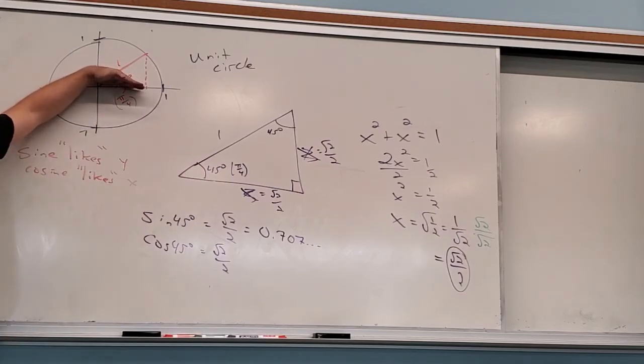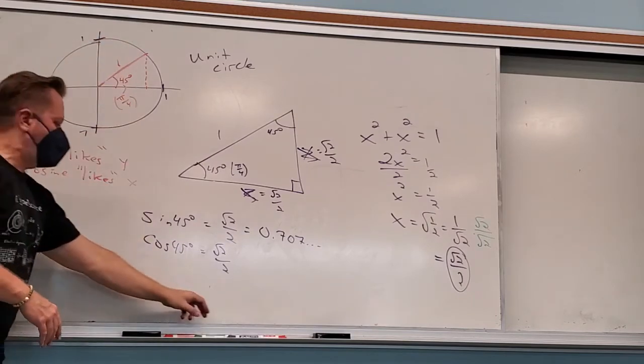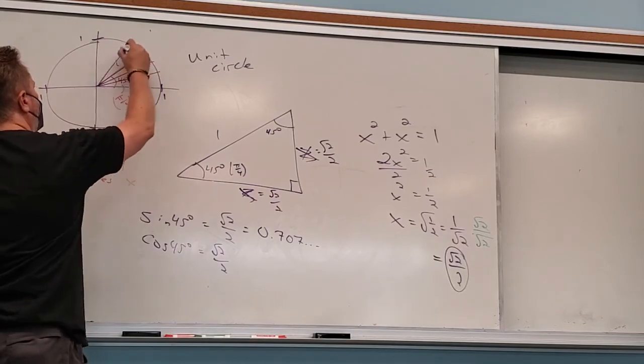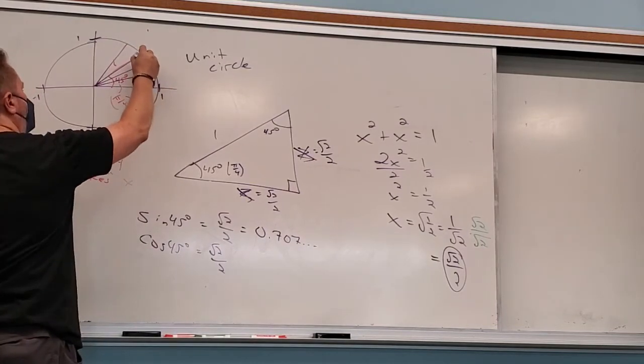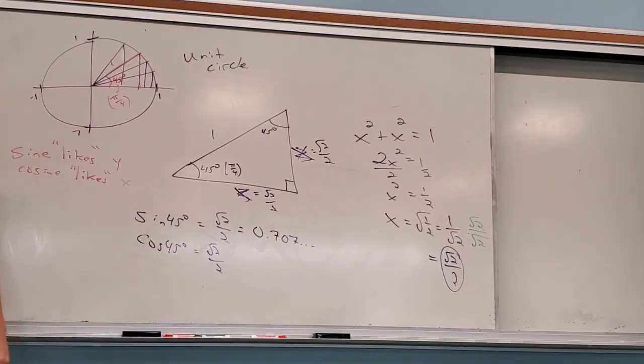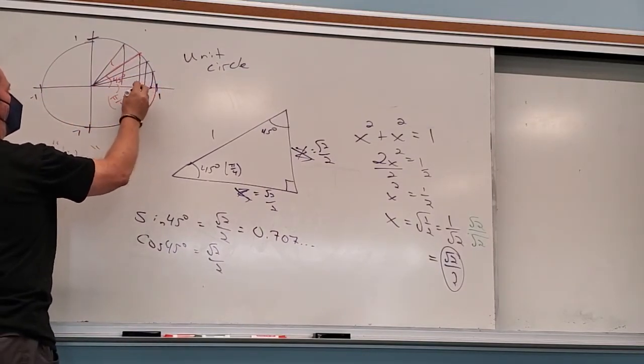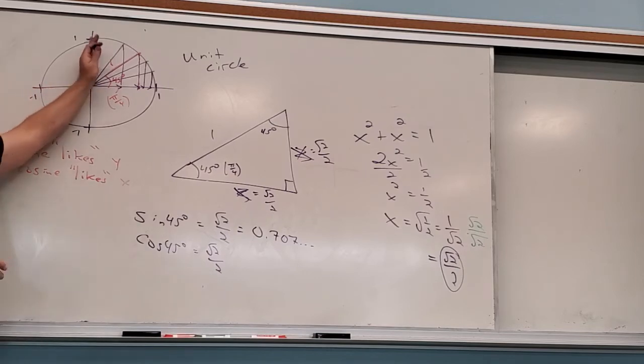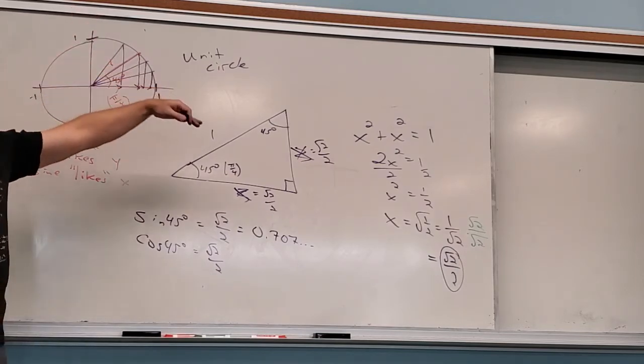At 0 degrees, how tall is the triangle? See how tall the triangle is here? So if I push that down to 0, how tall is the triangle? Not. There's no y piece to it. As I increase my angle, do you see how the y piece gets bigger and bigger? Do you see how the x piece gets smaller and smaller? So sine likes y. It's biggest when y is biggest. Cosine is biggest when x is biggest.